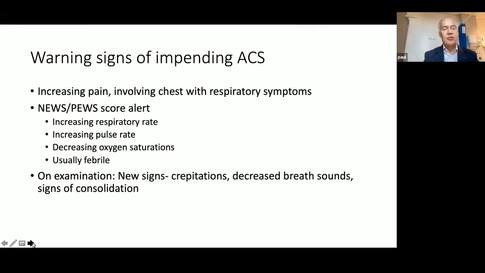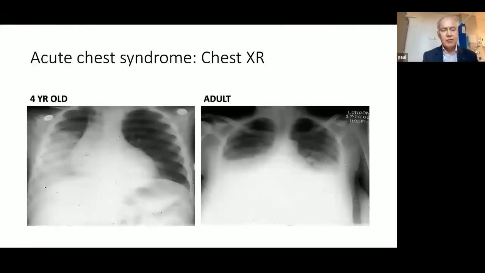On examination, there are often new signs on examining the chest. So there may be, when you listen to the chest, crepitations, decreased breath sounds, and quite typically signs of consolidation, bronchial breathing, and increased vocal resonance at the lung bases. Here are two chest X-rays.